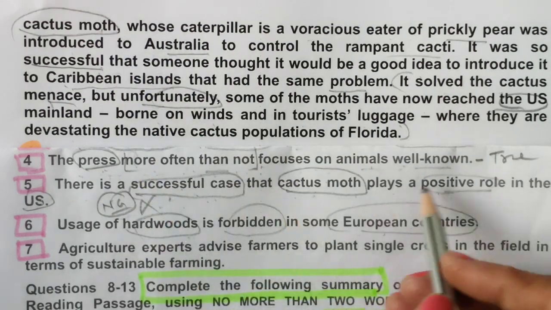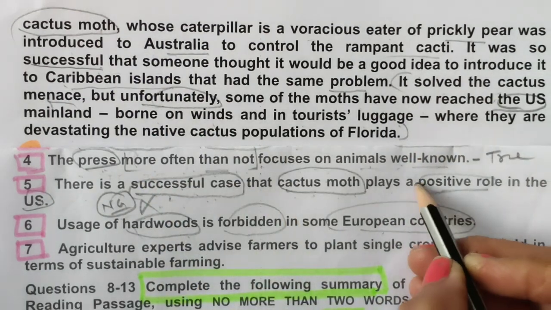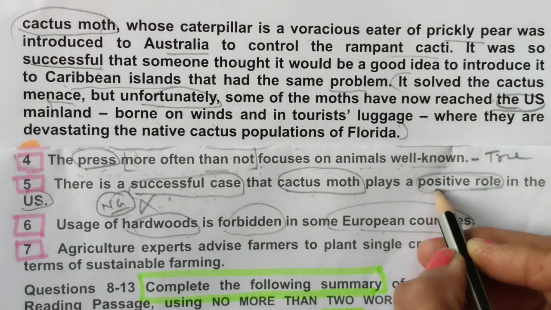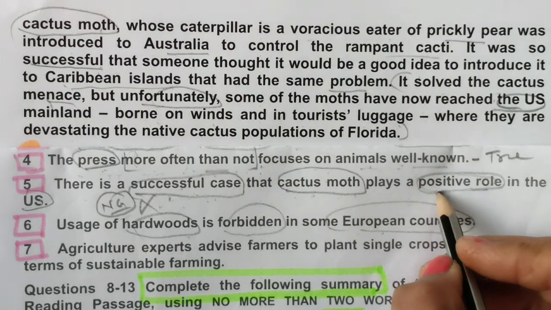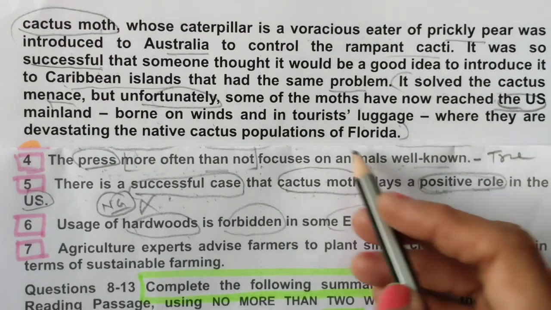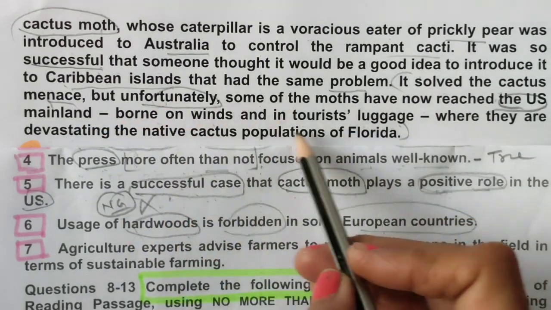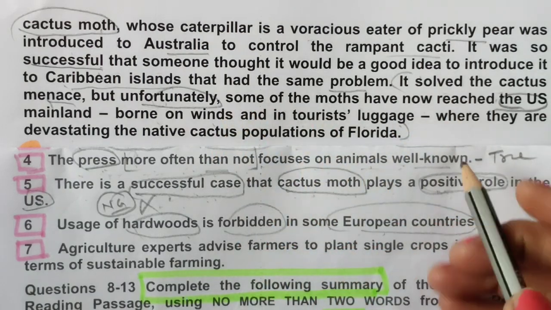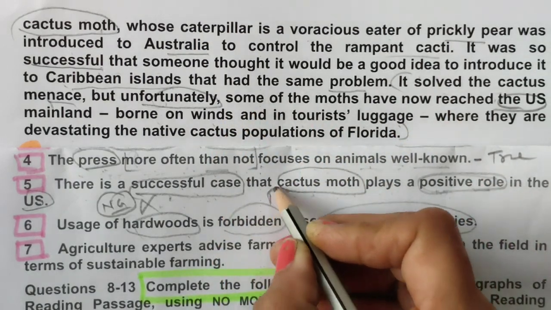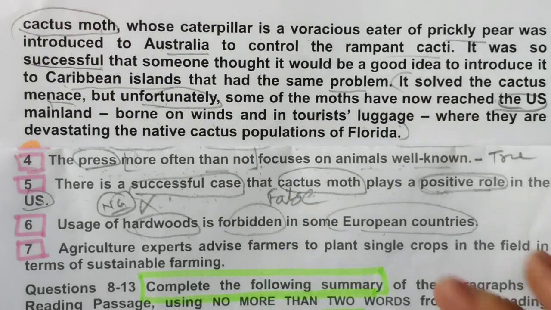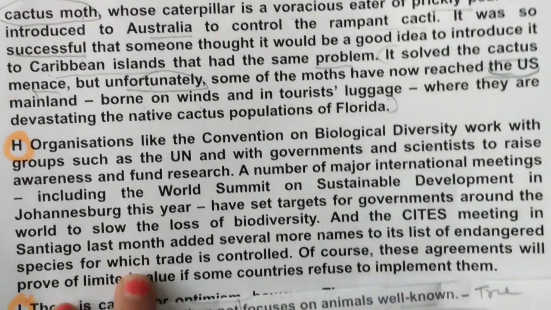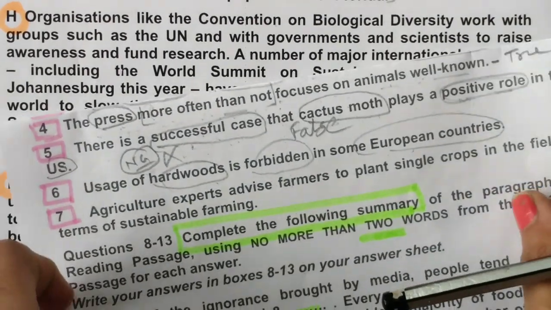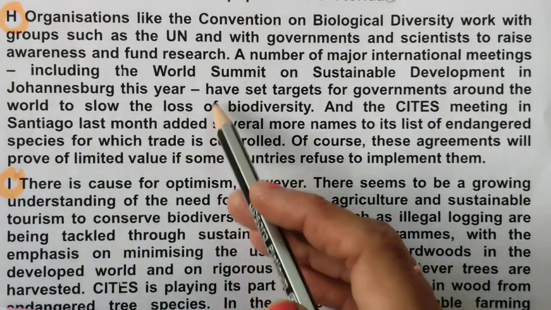Cactus moth is also there, US is also there, but the answer depends upon whether it is true or false. If it is positive, then it will be true. If it is negative, a direct negative word they have not used, but unfortunately and devastating are negative. It means negative things they have given. It means this is false. Got it? Now, next H number paragraph, and we will be reading this, is number 6, hardwoods and European countries.